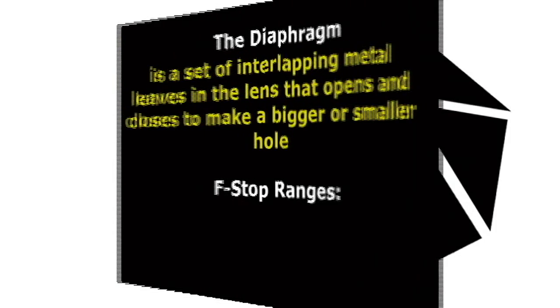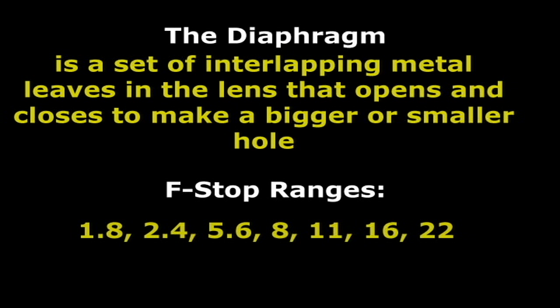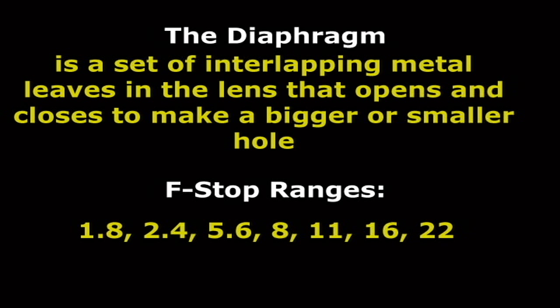Now, what's the diaphragm? Well, the diaphragm is the thing that actually makes that hole or aperture. The diaphragm is a set of interlapping metal leaves in the lens that opens and closes to make a bigger or smaller hole. Now, f-stop ranges go from, at a low area, 1.8 all the way up to 22.